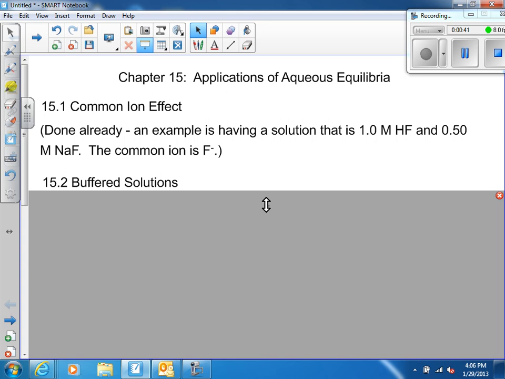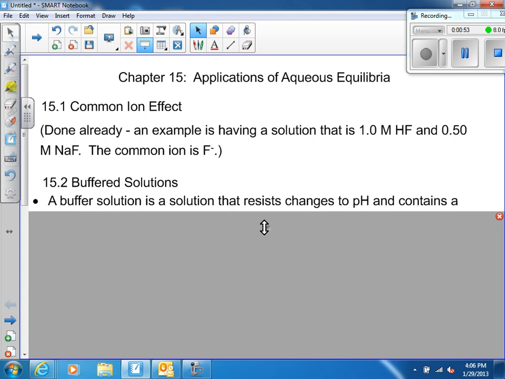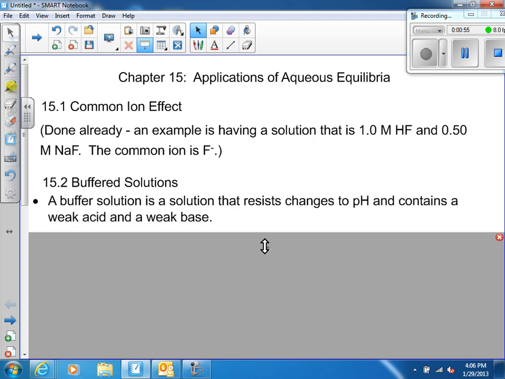Section 15.2. Buffered solutions. We've done these as well. We just didn't use this fancy word buffer. Some of the AP questions had the word buffer in there, and some of you got a little confused, but it was okay. You didn't need to know that we were working on buffers yet, and now you do.